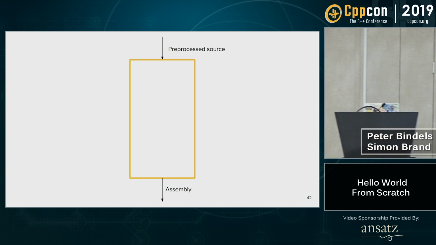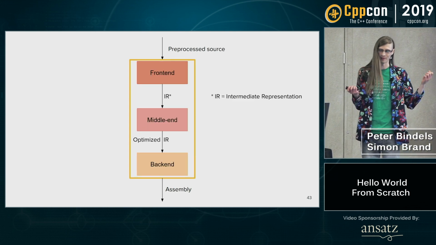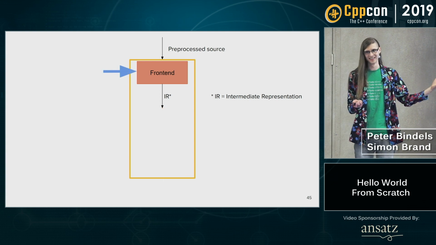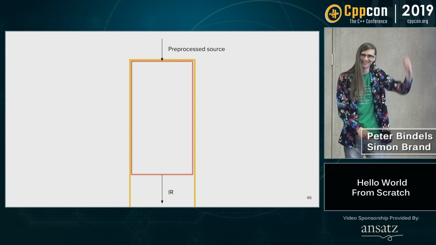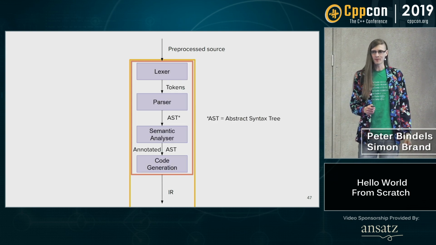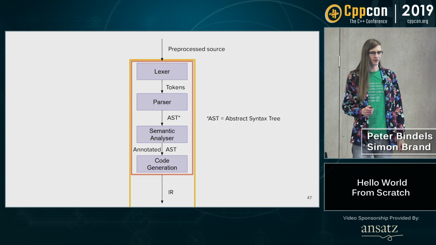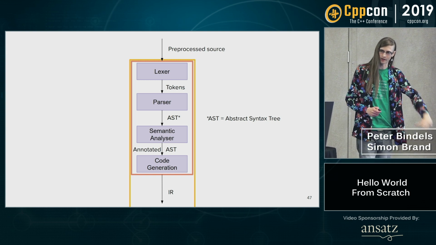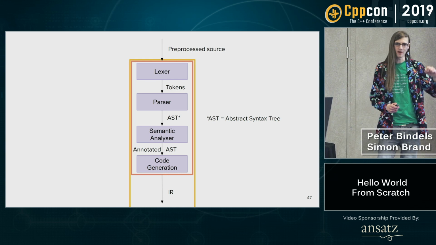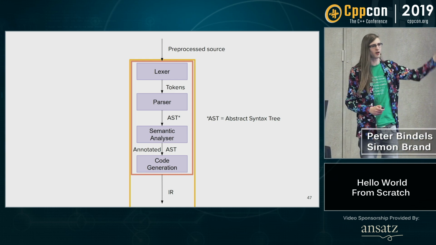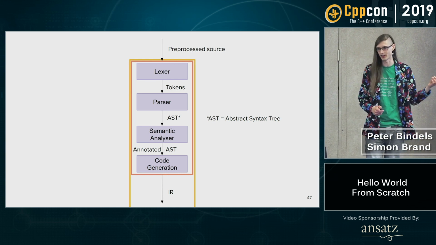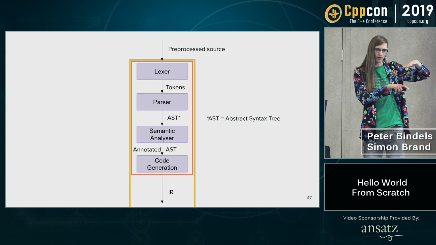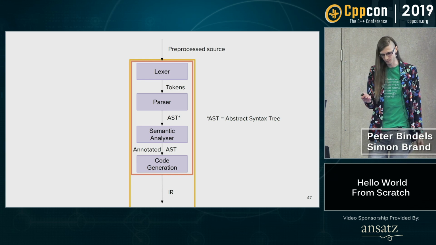Yep, so expanding the compiler out again, we had the front end, middle end, back end. Now it turns out front ends are also complicated, so we can expand this out. These are the main stages of a front end of a compiler. Again, we're taking in our preprocessed source and we want to get down to our intermediate representation. The main stages here are lexing, parsing, semantic analysis, and code generation. You might not understand what these intermediate forms are yet, so we're going to run through examples.